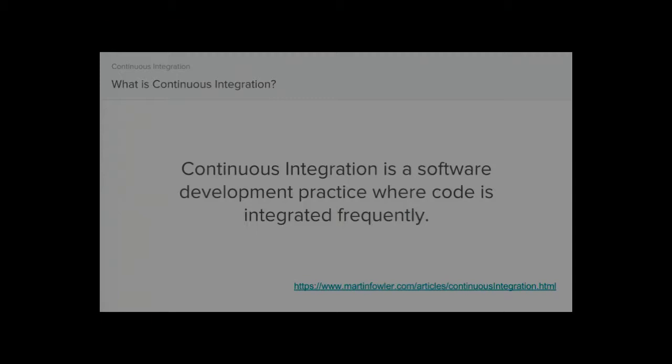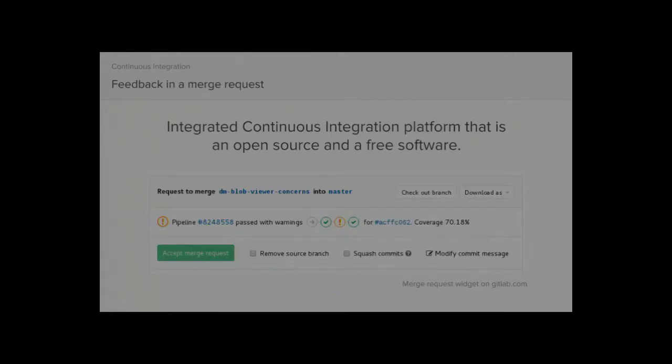We knew that we were going to use continuous integration to automate testing, and continuous integration is a software development practice where code is integrated frequently. We're quite lucky because we had our own integrated GitLab CI/CD solution. That's an integrated product. You can use it whenever you push code to GitLab to see continuous integration feedback in merge requests. It's free open source software, part of the GitLab Community Edition as well.